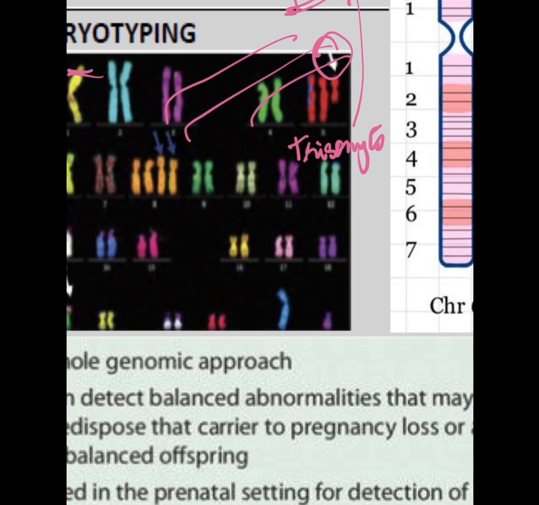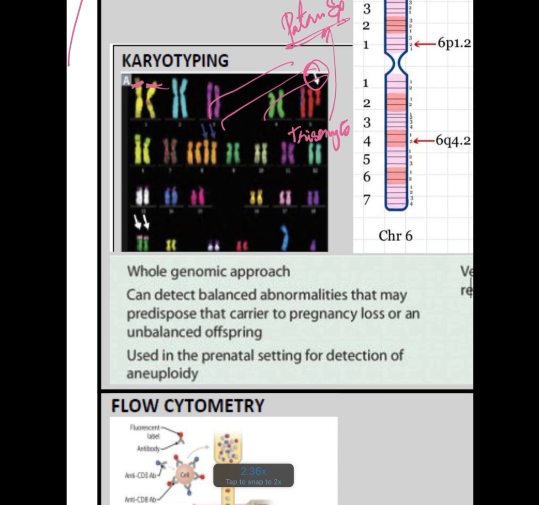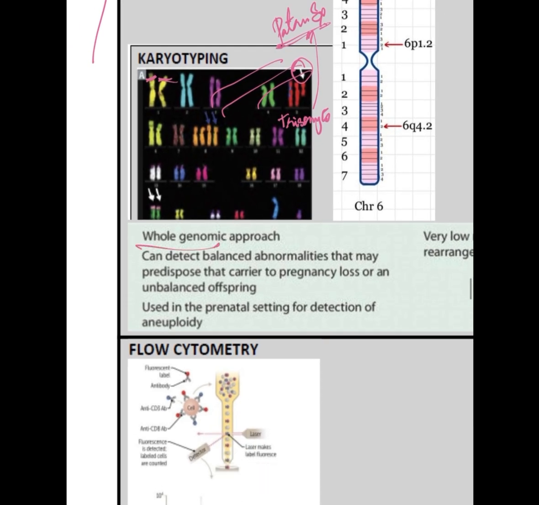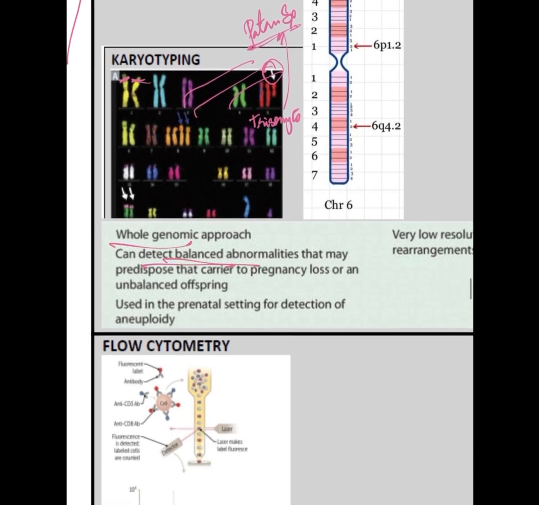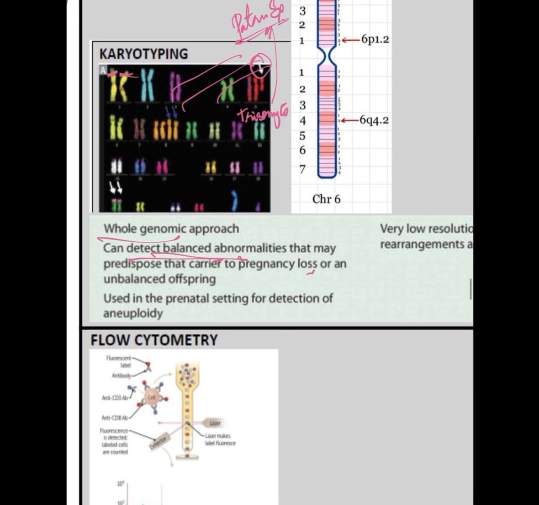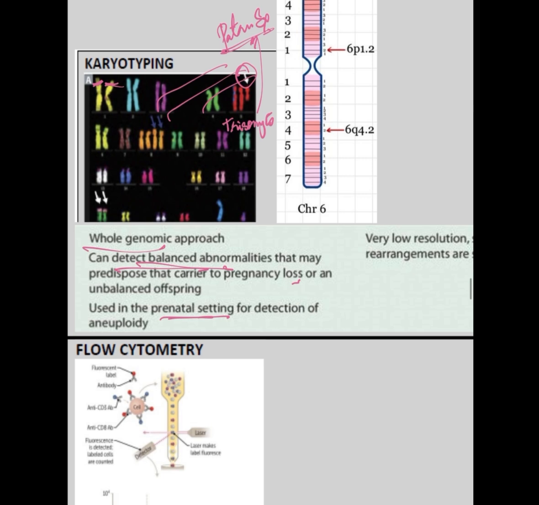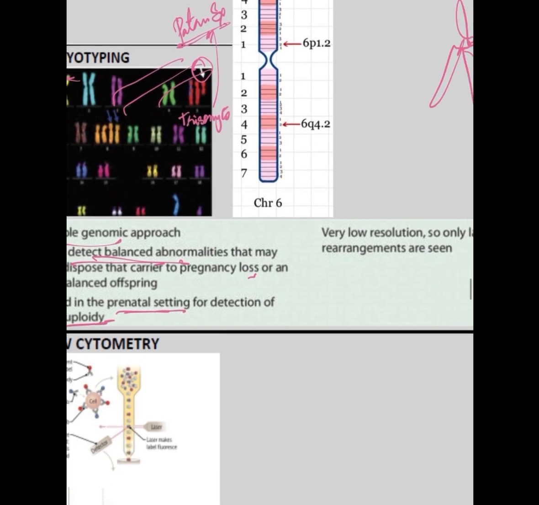Okay, small gene rearrangements or something can't be made out in this. However, you have to remember that it is a whole genomic approach and can detect balanced abnormalities that may predispose that carrier to pregnancy loss. Okay, like numerical disorders where there is loss of a complete arm or monosomy or something, that can be easily detected on karyotyping and also used in the prenatal setting for detection of aneuploidy, which is what I was talking about.